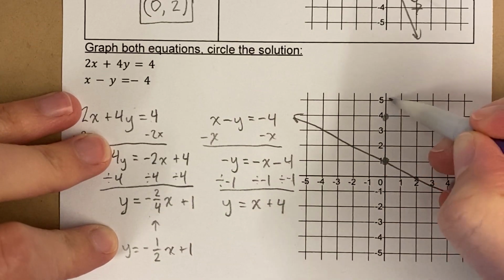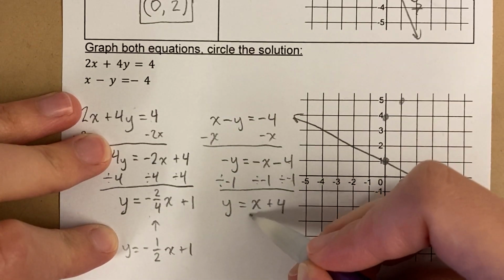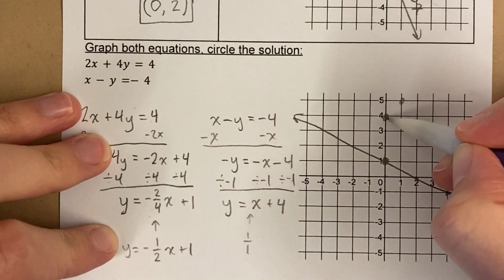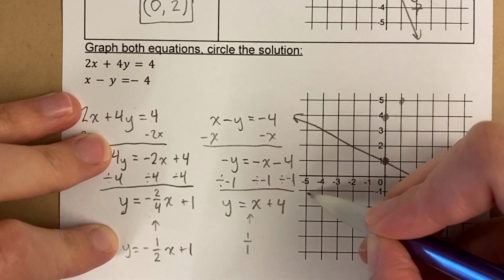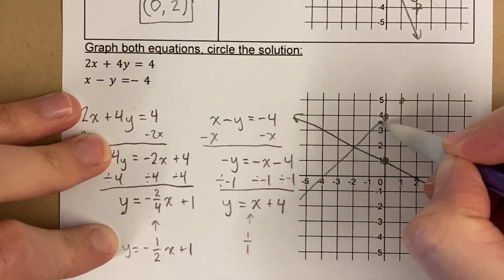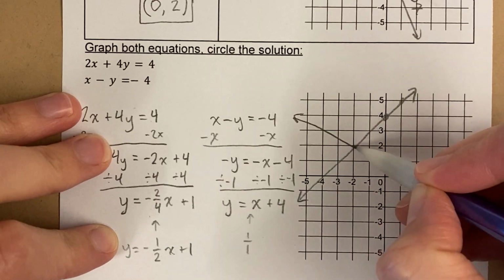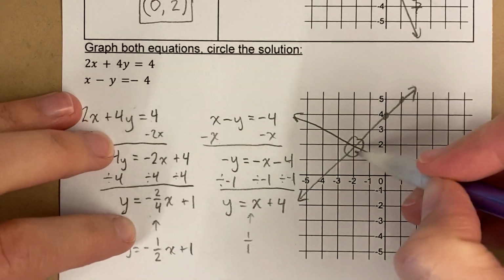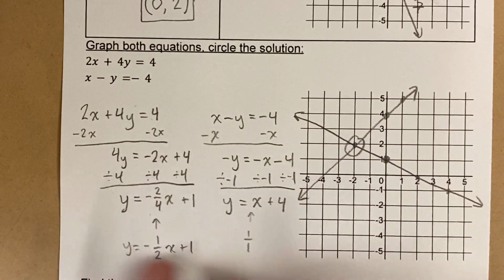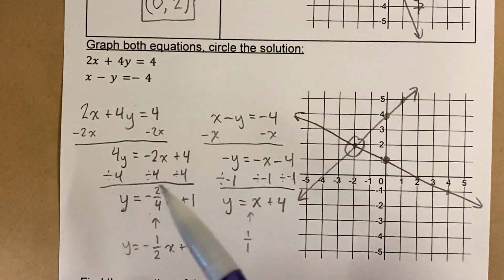Here's 4. I'm going to go up 1, right 1, right? This slope is 1 over 1. Okay? So that line looks like this. And my solution is right here. Now, again, this is fine, totally fine. This works. Here's how I would do it, though.